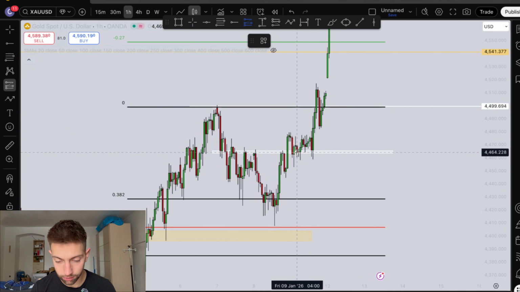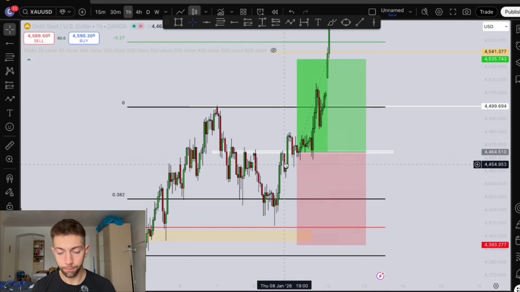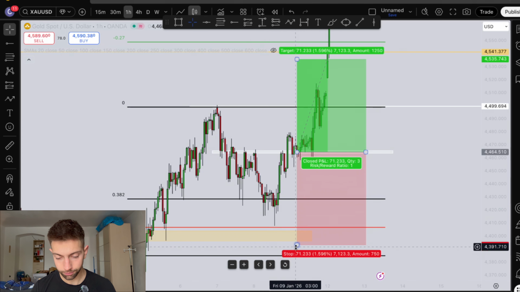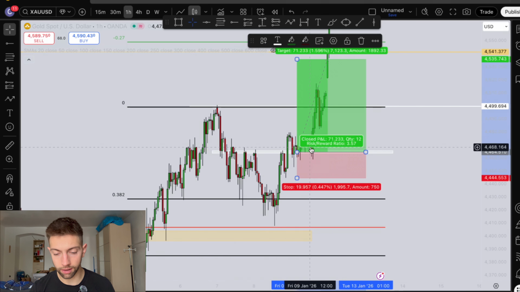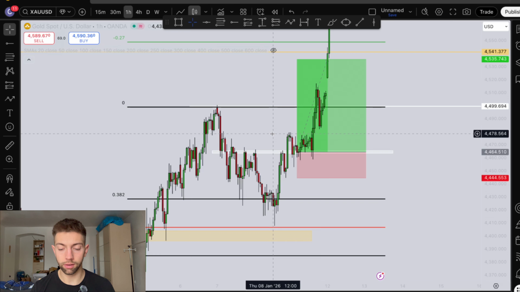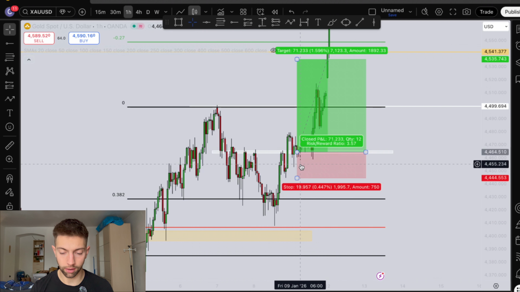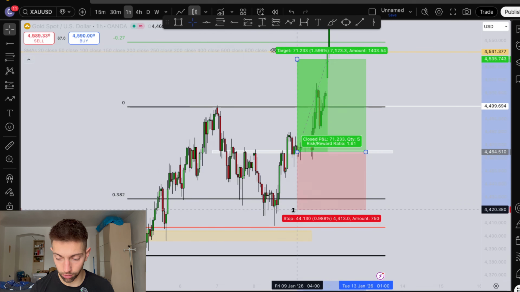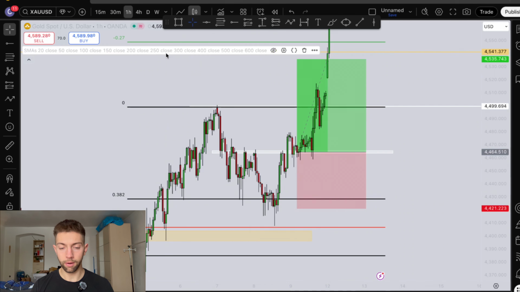So I placed my limit at this level right here on a break and retest. With a stop loss, I went quite conservative. My stop loss could have been here, but the thing is, there was NFP this day. I was like, nah, I need to give price more room to breathe. So my stop loss went around here, I believe.